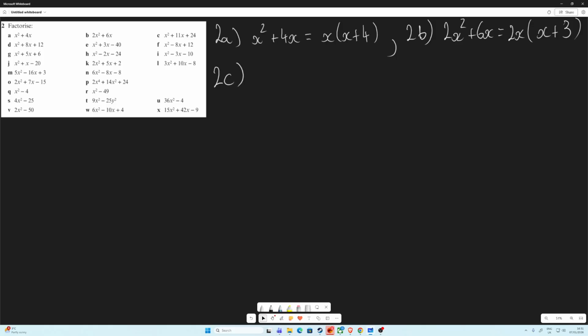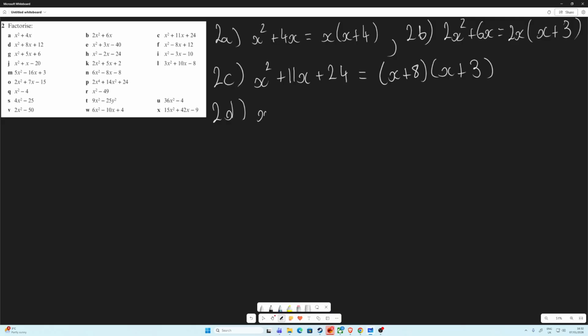2c. Okay, now we will be factorizing quadratics. So x squared plus 11x plus 24. Let's find two numbers that multiply to 24 and add up to 11. That is 8 and 3. So this will be x plus 8, x plus 3.